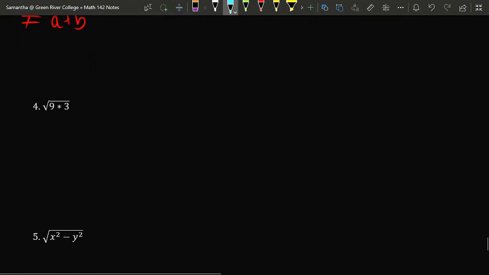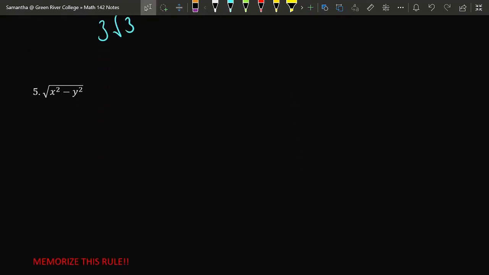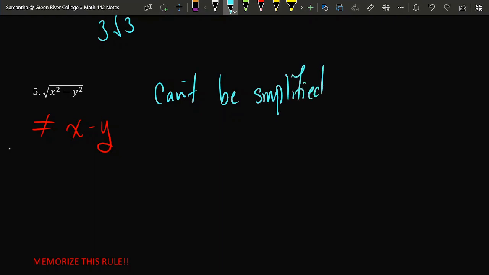Now in this case, we have the square root of 9 times 3. Multiplication. So this can be simplified. In this case, we can split up the root. Root 9 times root 3, which is 3 times root 3. But as soon as we leave multiplication and get back to addition subtraction, once again we have a root that can't be simplified at all. This is not equal to x minus y. This, you're locked. You can't simplify this even a little bit. Not at all. There is nothing simpler than this that is mathematically equal to this.